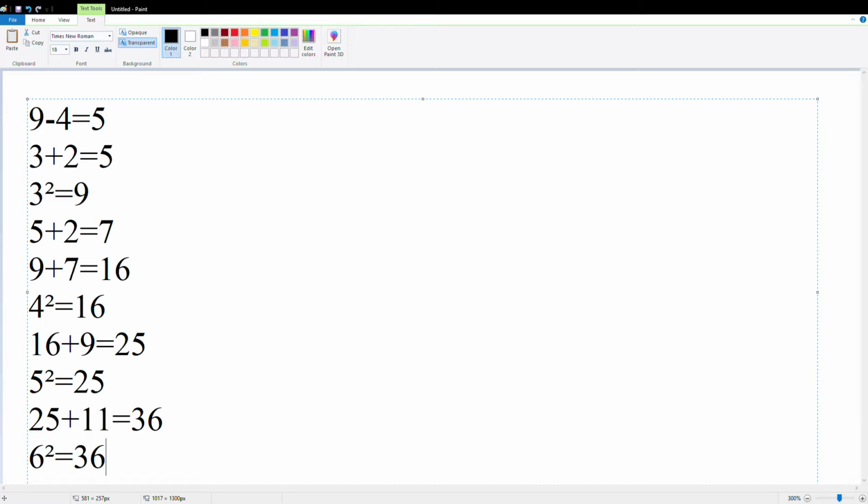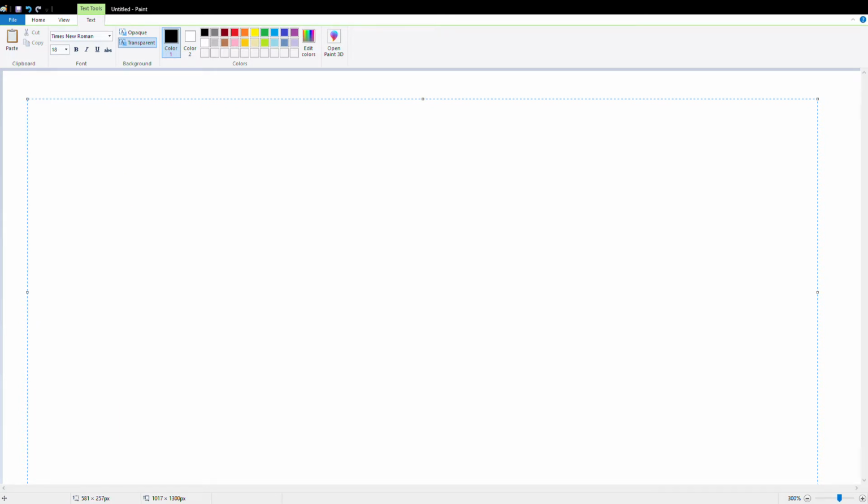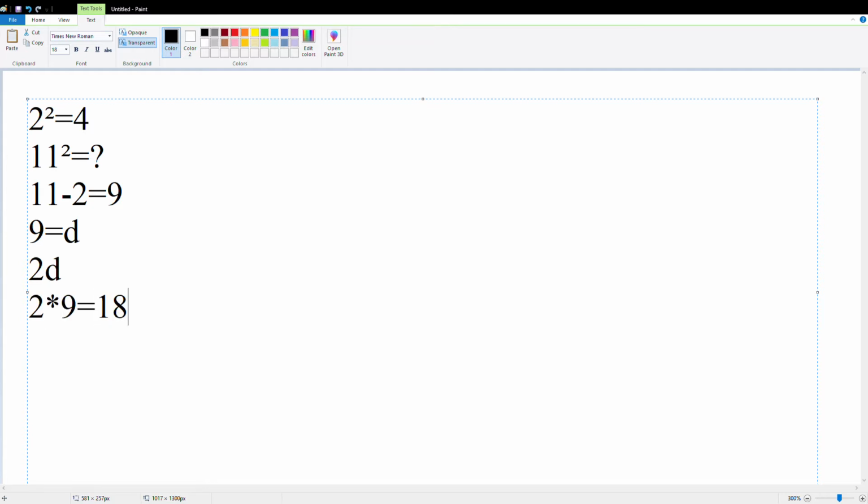Now, if we're trying to find them when the bases are farther apart, so let's take 2 squared, which is equal to 4. Say we were trying to find out what 11 squared was by hand, which you don't know what that equals. So let's start with, you take the difference between 11 and 2, which is 9, and we're going to set that 9 equal to d, just like in an equation, for difference. So then you take 2 times d, which in this case is 2 times 9, which equals 18.